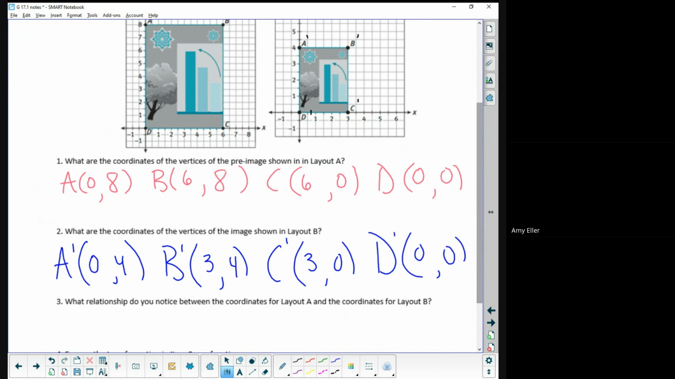Number 3, what relationship do you notice between the coordinates for layout A and the coordinates for layout B? Whatever you say has to be true for every point, for every X and every Y. If you look here, 0 to 0, no change. 8 to 4, can I just say subtract 4 and everything subtracted 4? No. What happened to every X and every Y? Yes, you can write that down. Dilate, or it got smaller by a half, right? Something like that for number 3.